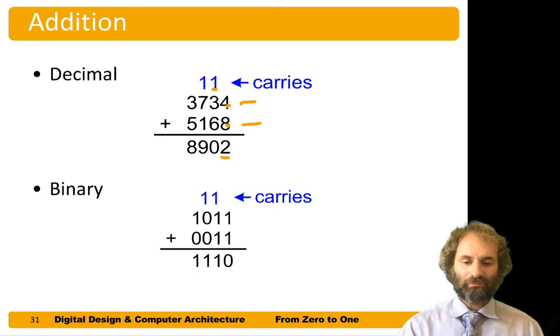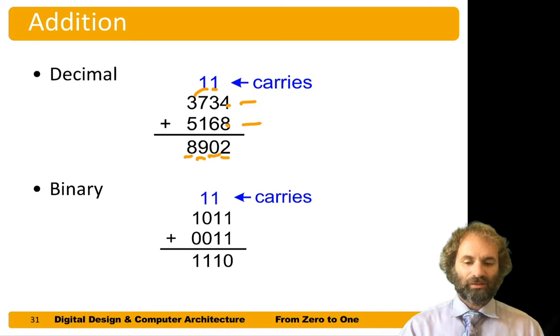Now we can do 1 plus 3 plus 6 makes 10. Again, you can't write 10 as a single digit, so we add a 0 and a 1 in the next column. 1 plus 7 plus 1 makes 9. 3 plus 5 makes 8, and we're done.